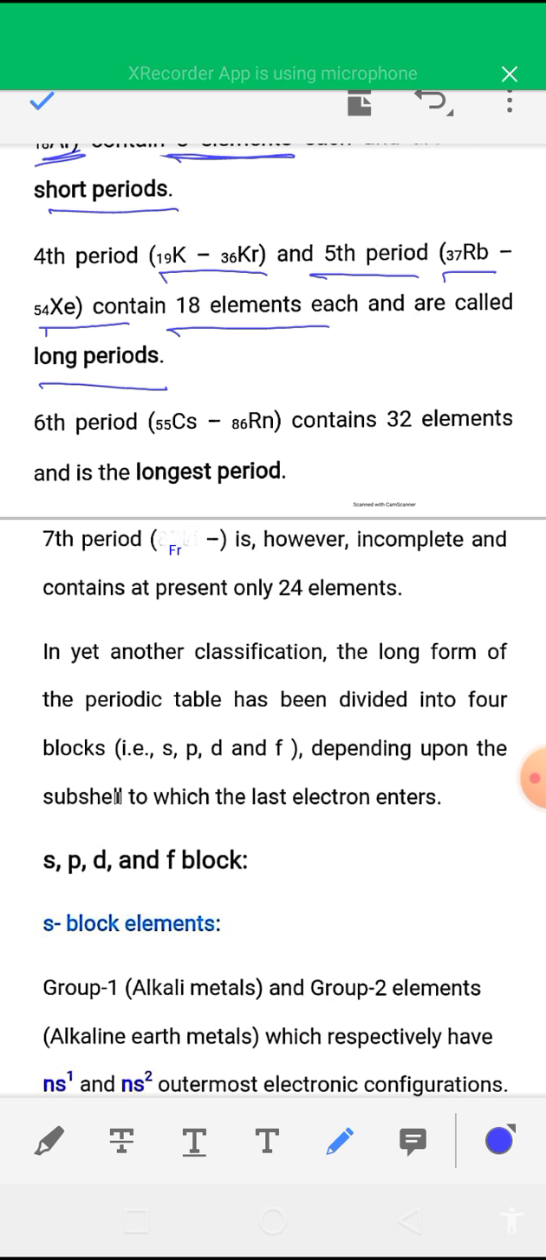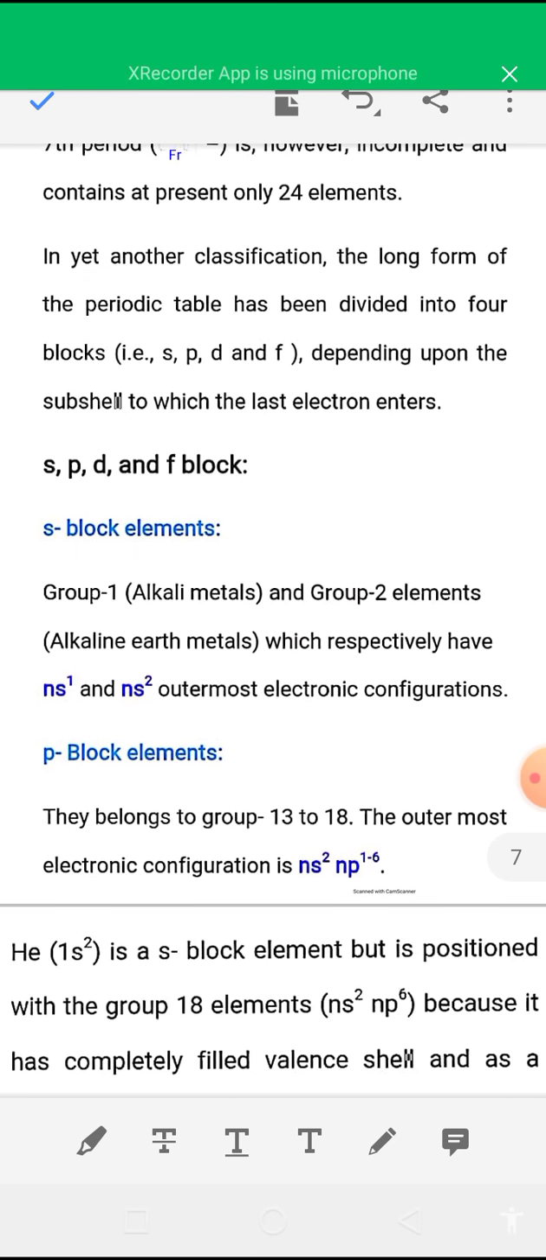And the sixth period, from cesium to radon, contains 32 elements and is the longest period. And the seventh period is an incomplete period, which contains only 24 elements. Now see another classification of the periodic table.